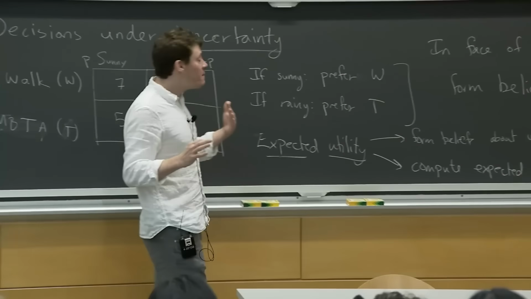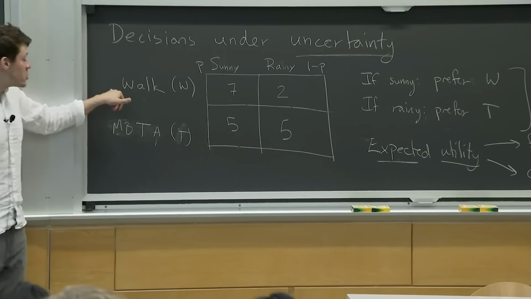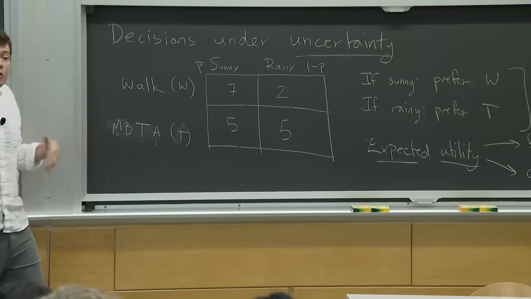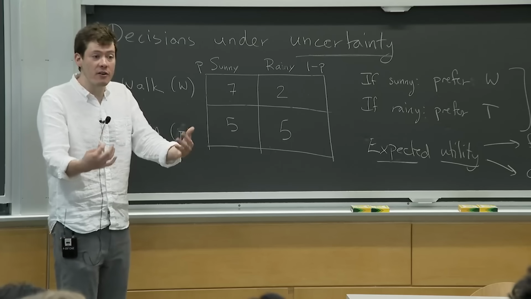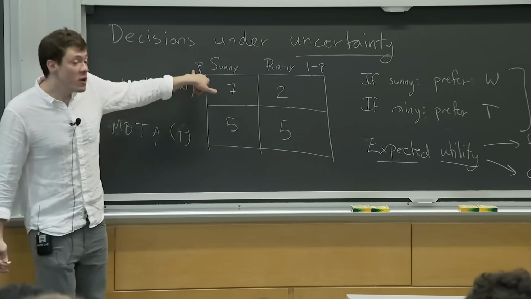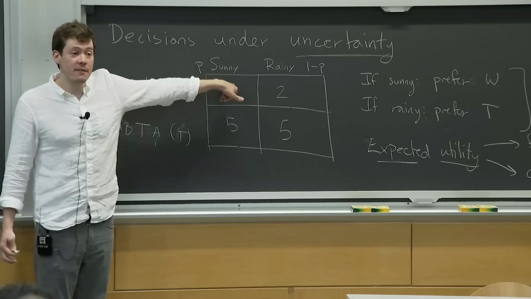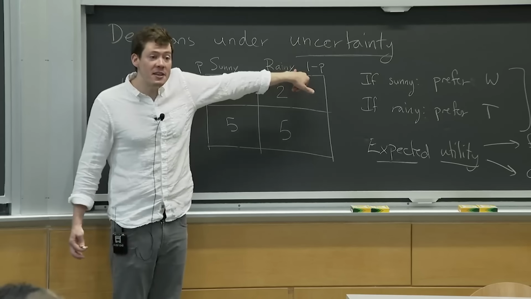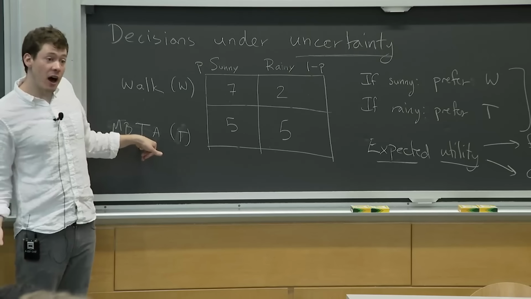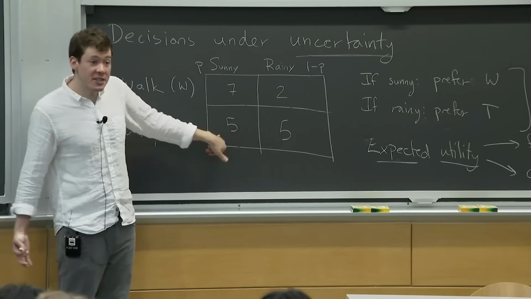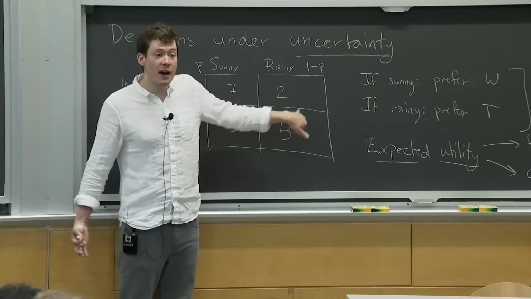So let's be clear. Here, you're right. We were choosing actions. We chose whether to walk or take the MBTA. But the way we think about those actions in this abstract setting is that each one corresponds to a lottery. Walking is the lottery where, with probability p, I walk in the sun. And with probability 1 minus p, I walk in the rain. And similarly, the MBTA is a different lottery, where with probability p, I get this outcome, and with probability 1 minus p, I get this outcome.